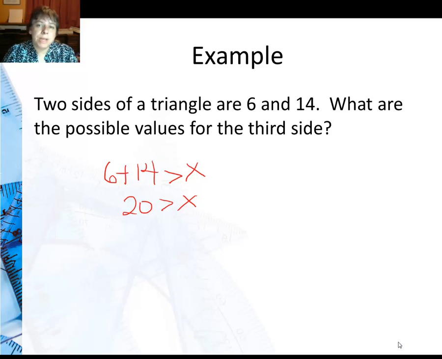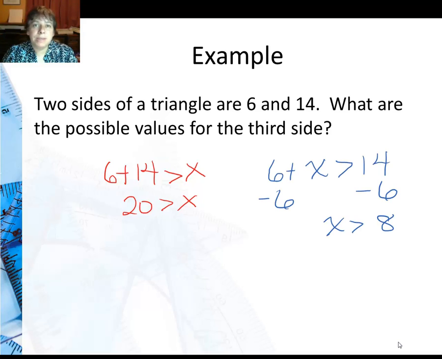Then I'm going to assume that x is one of the smaller sides. So the 14 must be the longest side. So 6 plus x is greater than 14. Subtract 6 from both sides, so I get x is greater than 8. Therefore, the smallest possible value is going to be just over 8 units long, or basically the side is somewhere between 8 and 20 units.